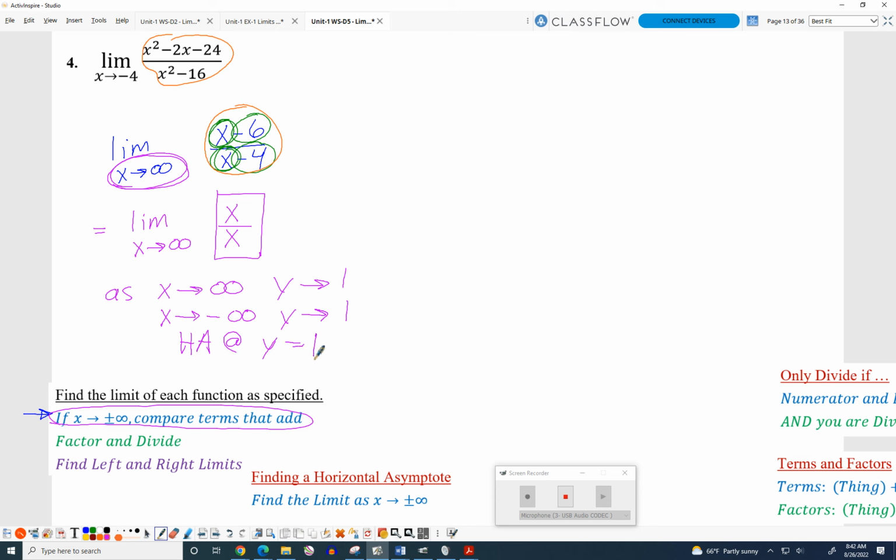Make sure you write y equals. The grader won't give you credit if you just say horizontal asymptote of 1.